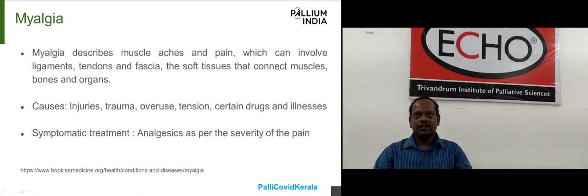Myalgia can be localized to one group of muscles, or it can be diffuse if it involves multiple groups of muscles. If it is due to injury or trauma, usually it is localized to one group of muscles. But if it is due to a generalized illness like viral infection, it may be diffuse. There are many causes of myalgias, which include overuse, tension, certain medications. So our treatment should be directed towards the cause of myalgia.